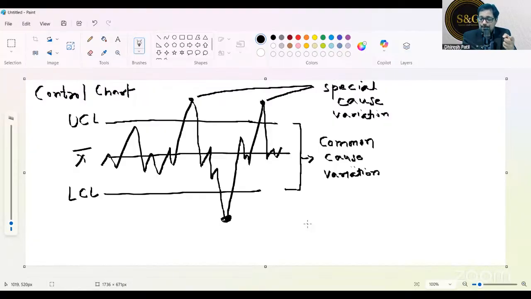But if I ask you about this variation, for example, if I ask you about this point, what is the reason between these 2 points? Why is there a variation between these 2 points? You will not be able to identify. Why is there a variation within this band? You will not be able to identify because it requires special investigation. It requires tools like fishbone, hypothesis testing, regression to investigate and to reduce the variation, and that takes extra effort. So you don't need Six Sigma for special causes. You need Six Sigma for common cause reduction.